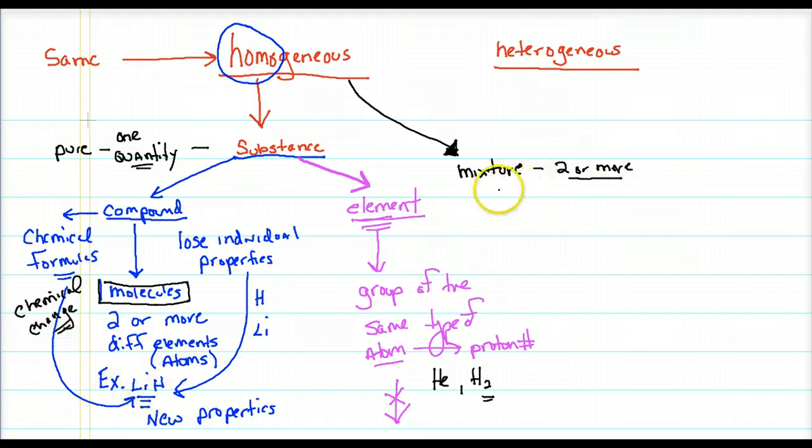Here, mixtures are made by a physical process. We're not changing formulas. So this is very important because it's a physical process. The mixture is made physically and broken down physically, but more important, a mixture retains its individual properties.